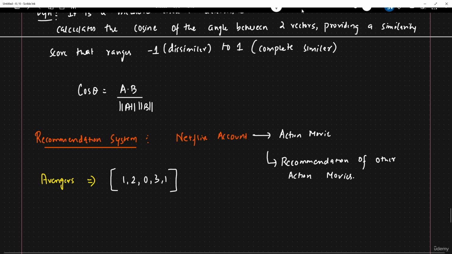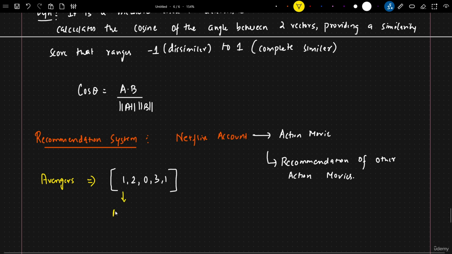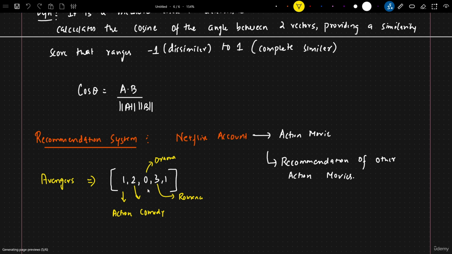Let's say the first value is assigned based on a feature called action. The second may be assigned based on a feature called comedy. The third may be drama. The fourth may be assigned with respect to, let's say, romance. So some of these features we take, and this is how Avengers is represented by this number of dimensions, the features being action, comedy, drama and romance, and it is represented by these particular numbers.